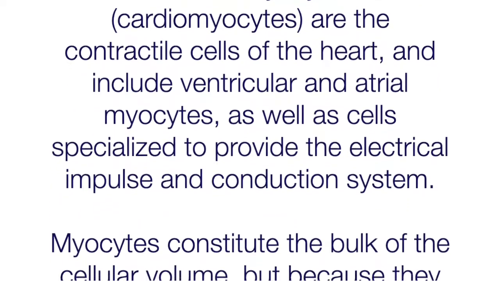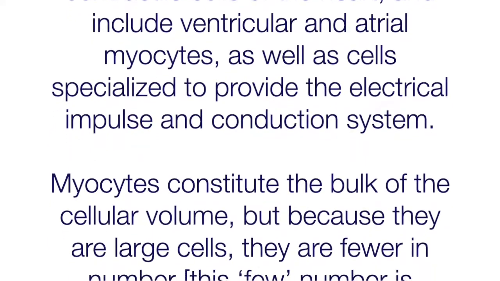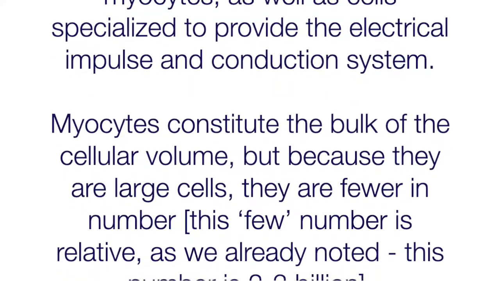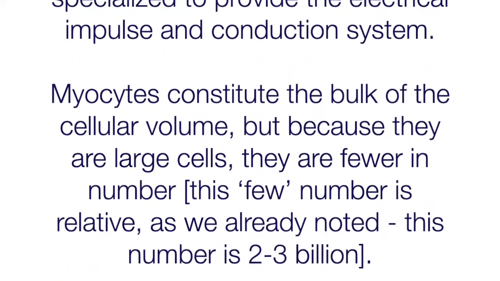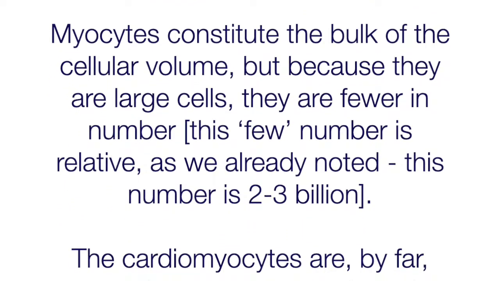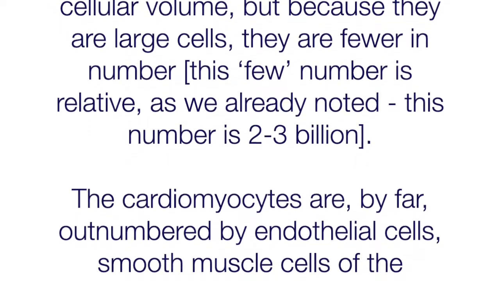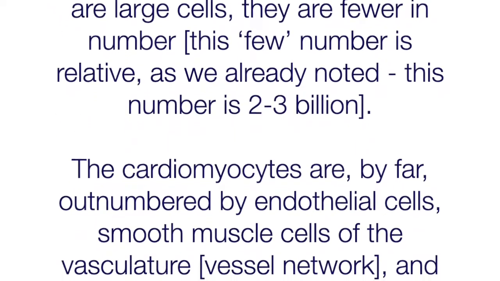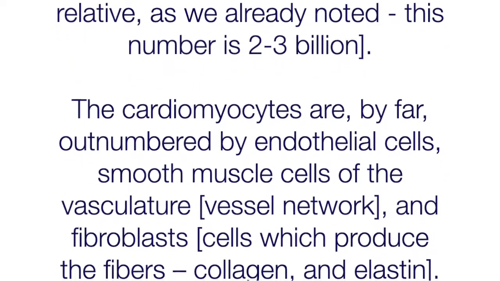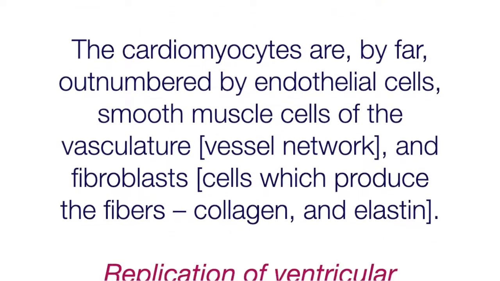Myocytes constitute the bulk of the cellular volume, but because they are large cells, they are fewer in number. This so-called few number is relative. As we already noted, this number is 2 to 3 billion. The cardiomyocytes are by far outnumbered by endothelial cells, smooth muscle cells of the vasculature, that is vessel network, and fibroblasts, cells which produce the fibers, collagen and elastin.